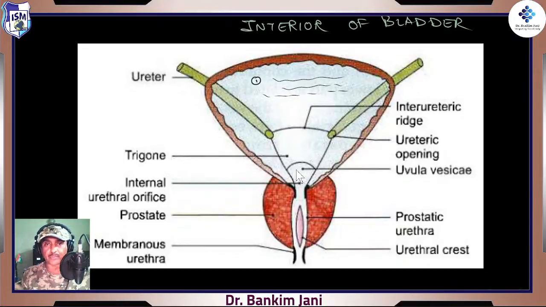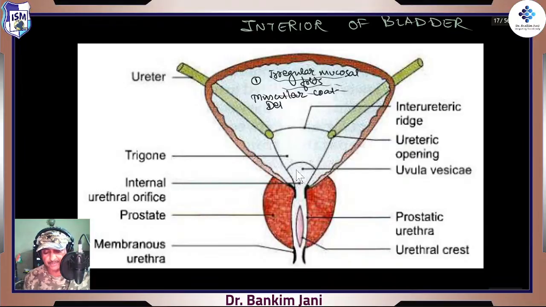There are irregular mucosal folds, so I've written one over here. These are irregular mucosal folds, because there is a muscular coat, and that muscular coat is what is called the detrusor muscle. This detrusor is the hallmark of the bladder. So they are loosely arranged, and that's why these mucosal folds are very loosely attached. They are irregular.